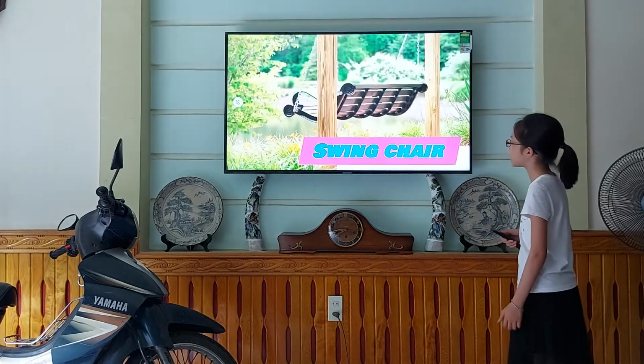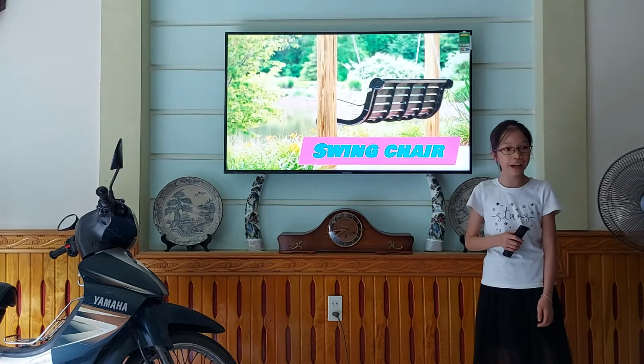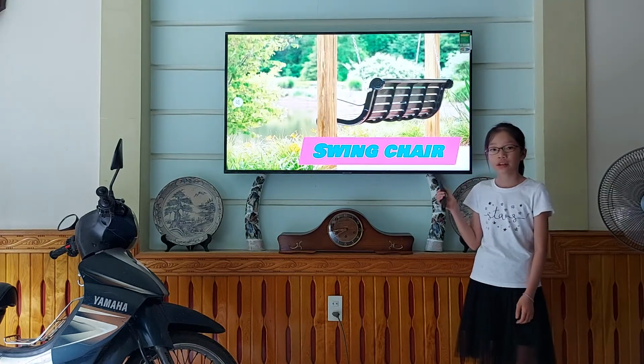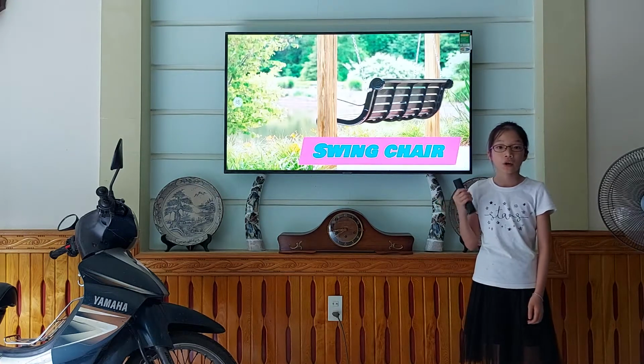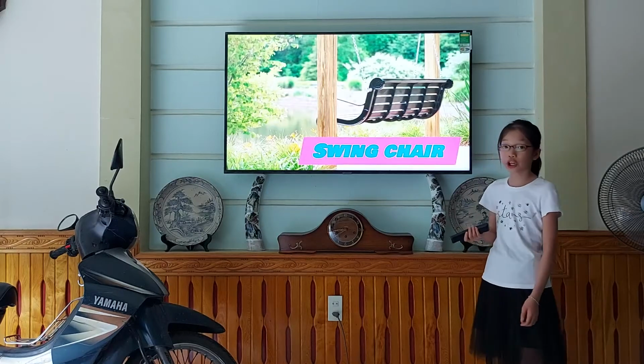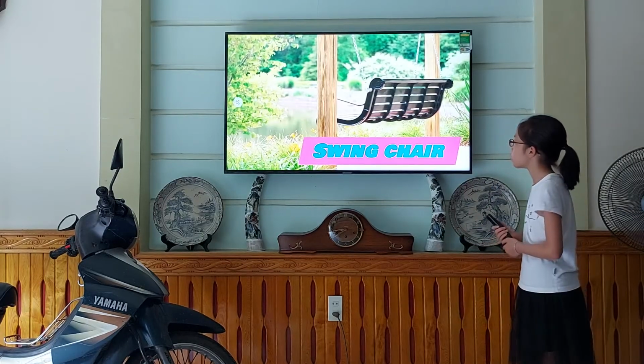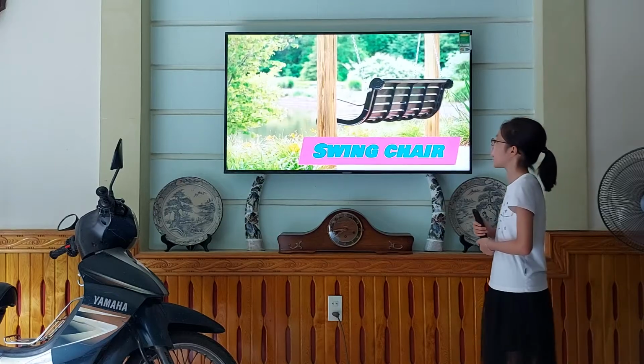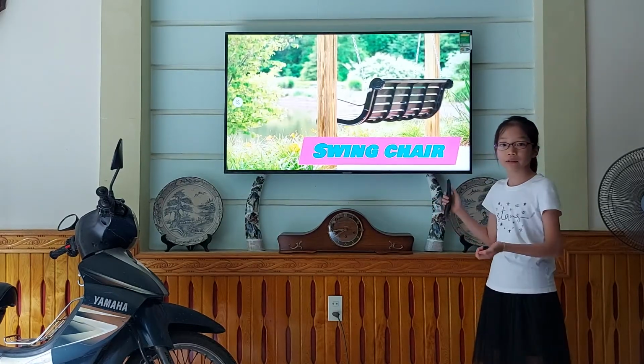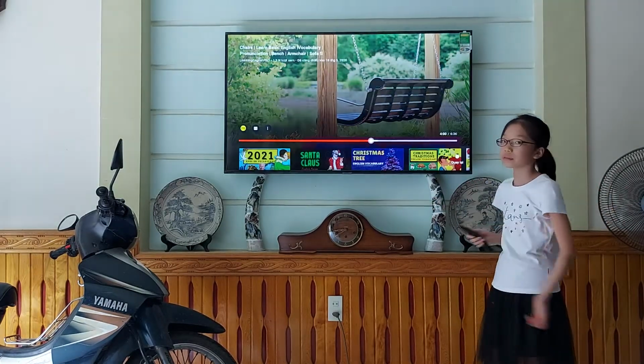Oh, we have another kind of chair, which is my favorite chair ever. It is swing chair. The chair that I always sat in when I was a little girl. So this is swing chair. A swing you can ride back and forth. Swing chair.